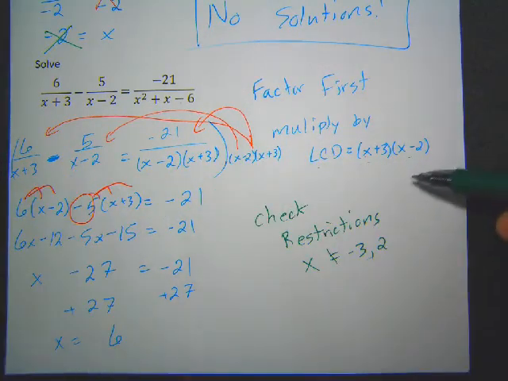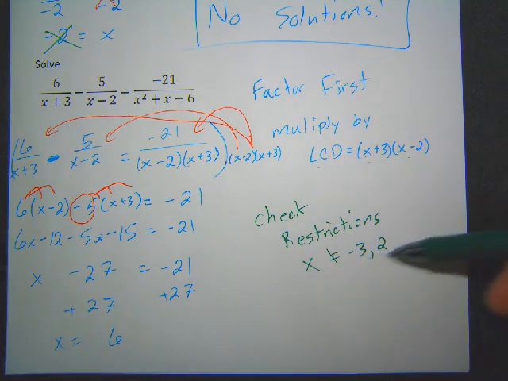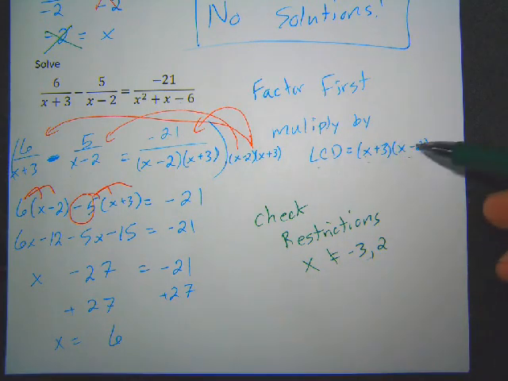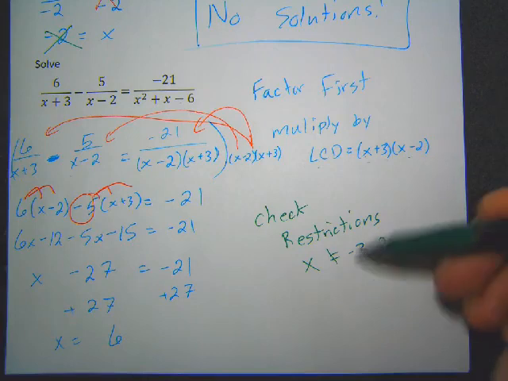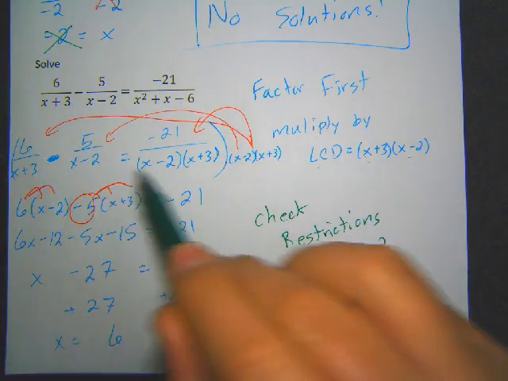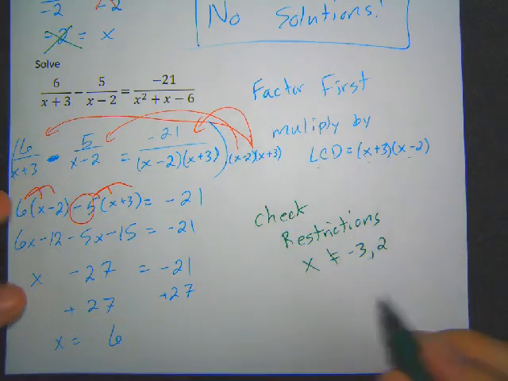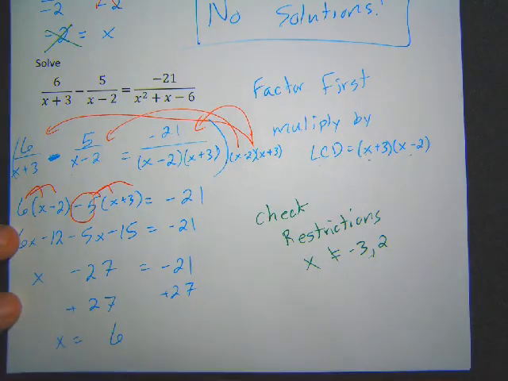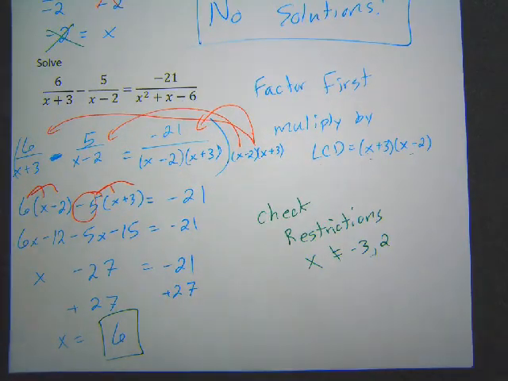But all of those, like I said, show up in the LCD. So if you found the LCD, you found all the restrictions. You just look at that and see what makes that 0. Whatever makes the LCD 0, those are going to be restrictions, because those are all in the bottom. Okay, so I can't use negative 3, can't use 2, but my answer is 6. So we're good. We're happy. As long as it's not negative 3 or 2, you can keep it. But if you had negative 3 or 2, you'd toss the answer out.